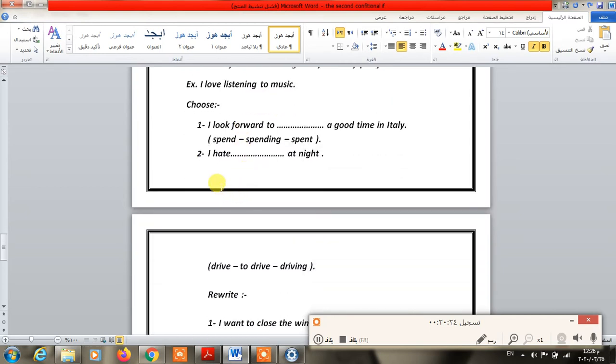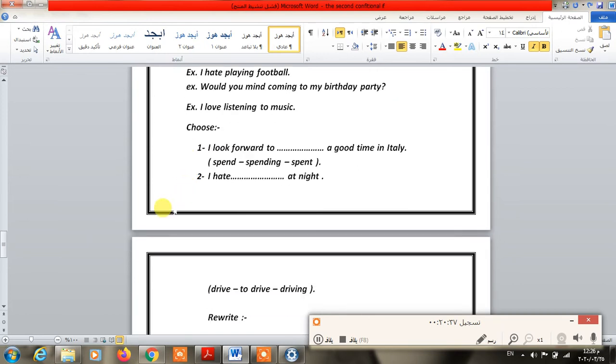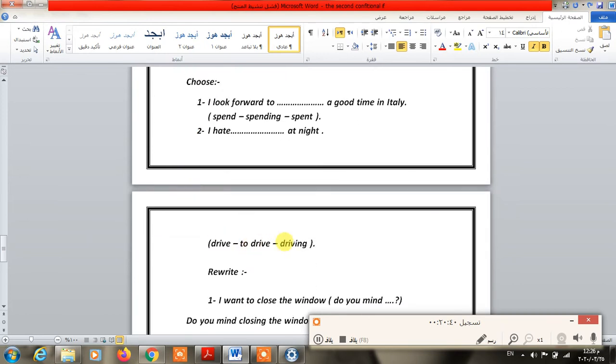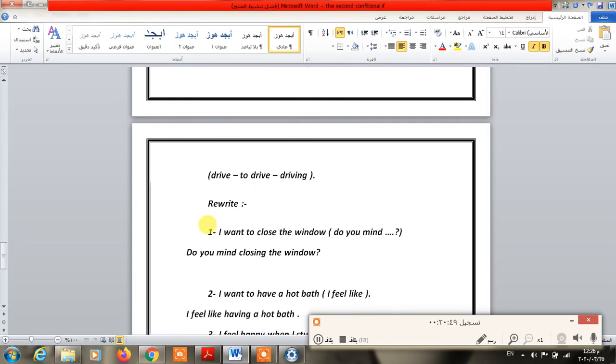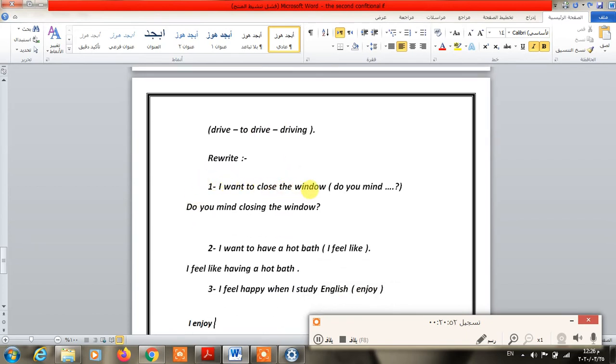Now choose the correct answer. I look forward to spend or spending a good time in Italy. I look forward to spending, because it is from my list. I hate drive or driving at night. I hate is from the feeling verbs, so I will use a gerund. Driving. Okay. Rewrite. I want to close the window. I will use do you mind. Do you mind must be followed by a gerund, so I used it. Do you mind closing the window?